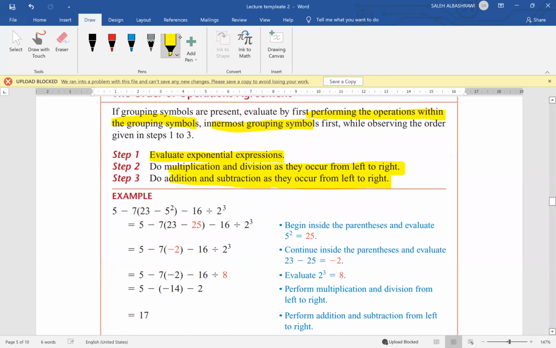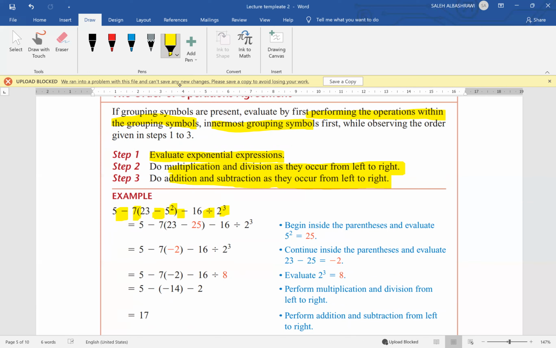So with that, we have this example. We need to simplify it. I have 5 minus 7 multiplied by brackets 23 minus 5 to the power 2, minus 16 divided by 2 to the power 3. So we can see that we have different types of operations. If we count them: this is 1, 7 and multiplication, 23 minus, this is the third one, and also we have a power in the brackets, we have minus outside, then we have division and again a power.